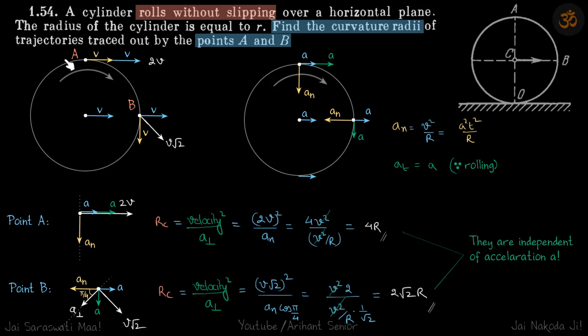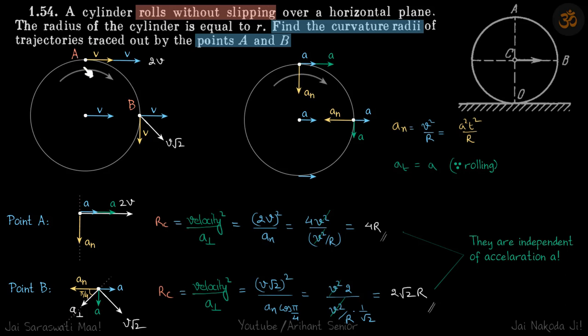I'll just give a hint here also, but if you want the detail, you can refer to that problem. So finding radius of curvature. What is radius of curvature? It is velocity square by a perpendicular. So on both these points, we need to find the net velocity, square of that, divided by the acceleration perpendicular to that velocity. That is the formula of radius of curvature.